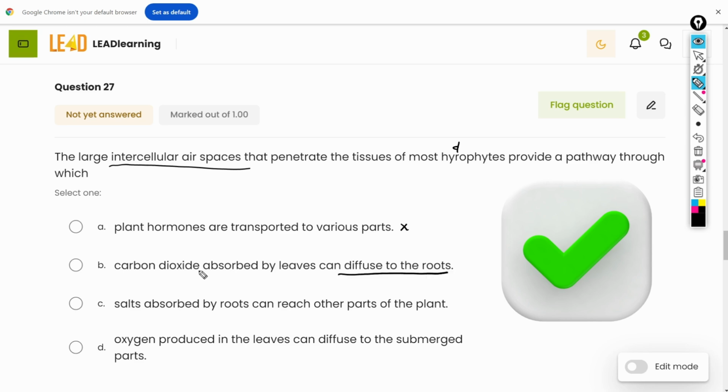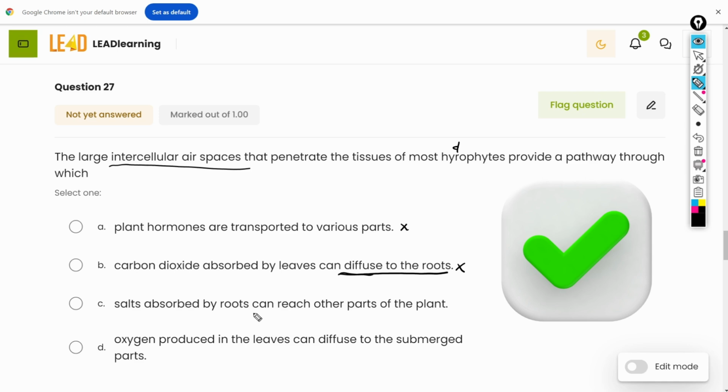Now, carbon dioxide is actually needed by the leaves for photosynthesis and not by the roots. So, carbon dioxide is not transported to the roots. This part of the option disqualifies this from being our answer, because food is manufactured in the leaves and not in the roots. So, carbon dioxide is needed at the leaves and not the roots.